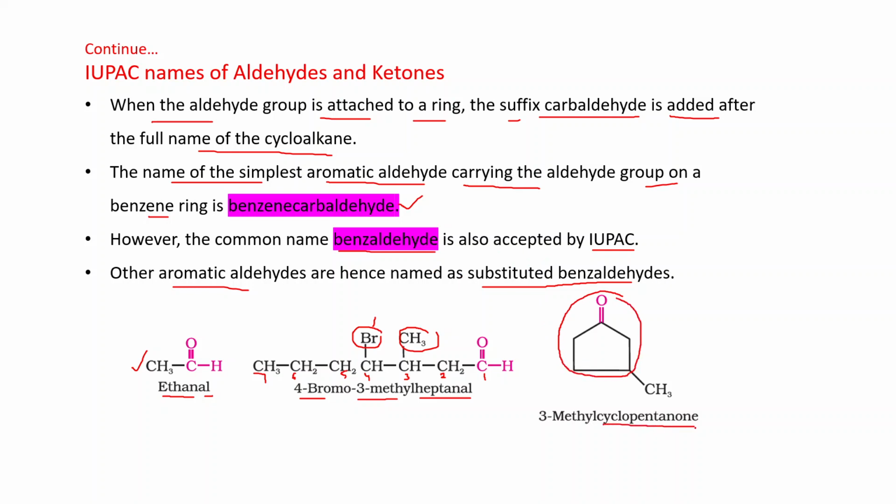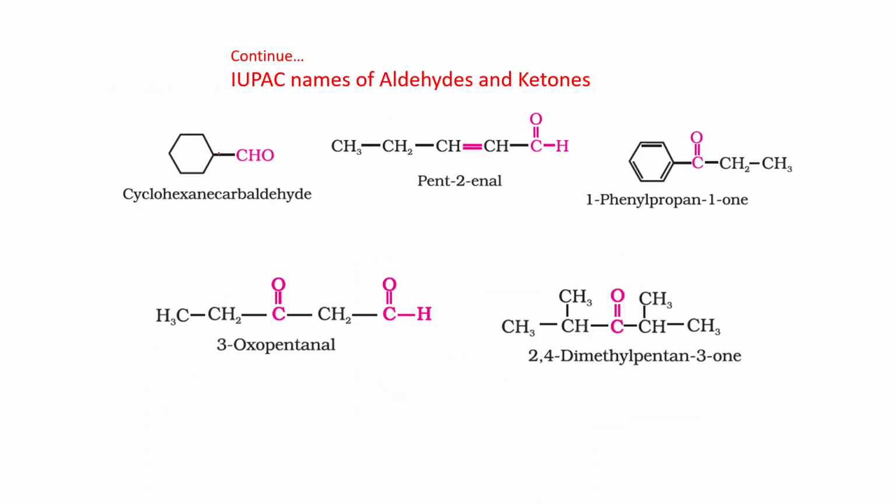Now this is a cyclic ketone, and this is cyclopentanone, and give the number 1 to the carbonyl carbon, 1, 2, and 3. That's why this is 3-methylcyclopentanone. See some more examples. Now in this cyclic ring CHO is attached, and we already discussed this is carbaldehyde. That's why this is cyclohexane carbaldehyde.